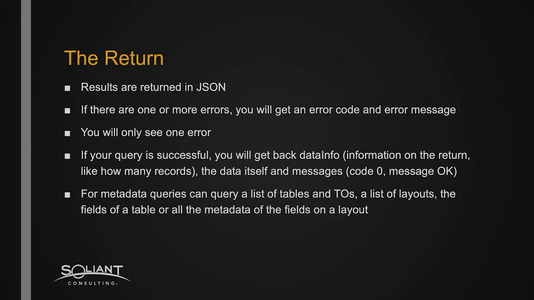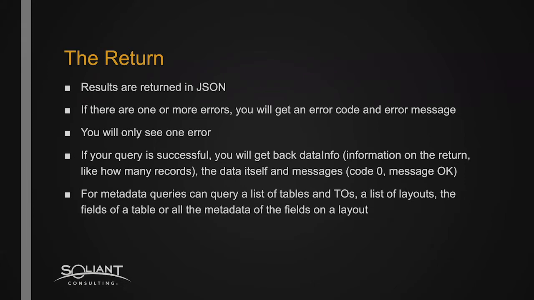If your query is successful, you get back a pretty good chunk of JSON, depending on what kind of query you made. So there's data info, which is information on what was returned. It's going to tell you the found count, the total count of that table. It's going to tell you how many you returned from that found count, because you can have an offset, which is just a subset of those records. So that comes in the data info.